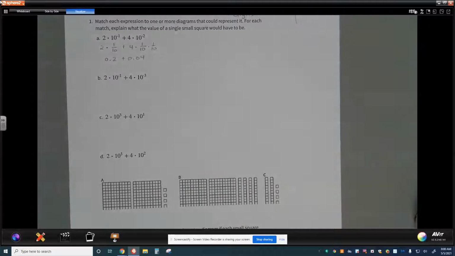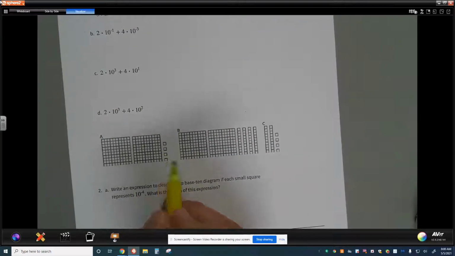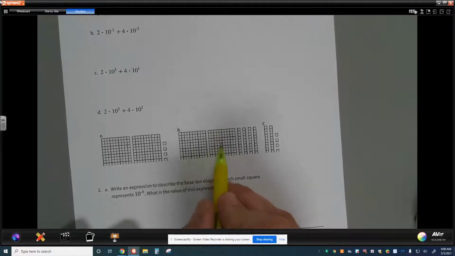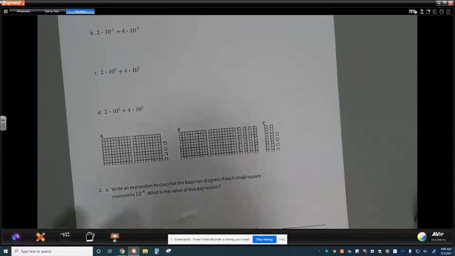This would be a way to be thinking about these pieces, and then we have to decide how we would add these values up, or what we would use together. These expressions could represent one or more of the diagrams, so let's look at our diagrams. We have A, a 100 grid, and 1, 2, 3, 4 individuals. Another 100 grid, and then 4 tenths. And then it looks like a tenth strip, a tenth strip, and then individual ones. So which one will match up to this one?